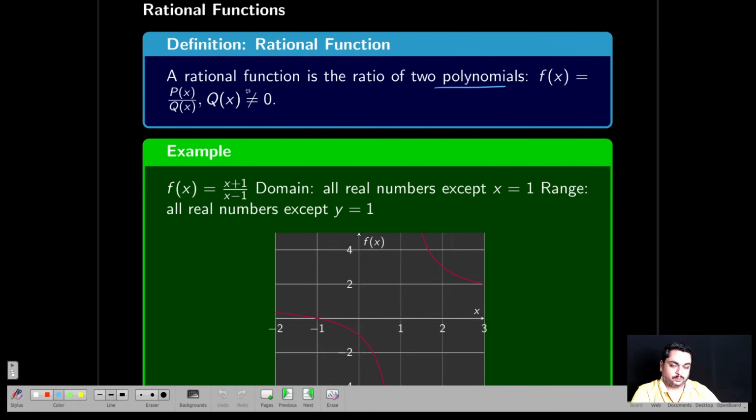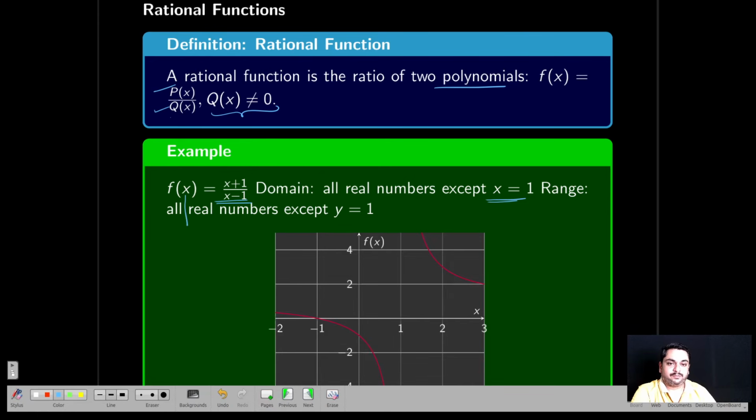Now, if you observe here, P of x is one polynomial, Q of x is another polynomial, where Q of x is not equal to 0, because if it is 0, then it becomes infinity. Let us take this example, f of x equals x plus 1 divided by x minus 1. If I put 1 here, it is not defined. So what is the domain of this? All real numbers except x equal to 1.